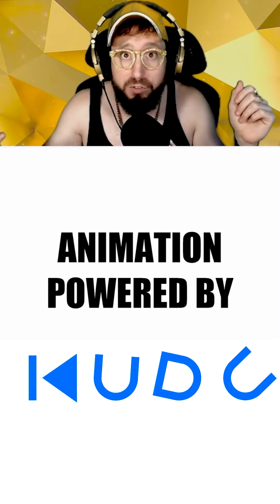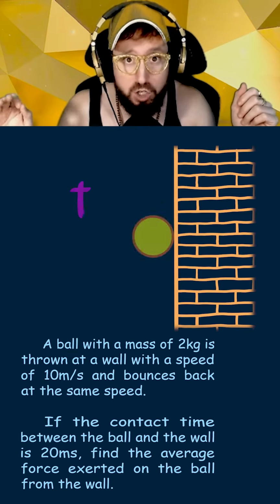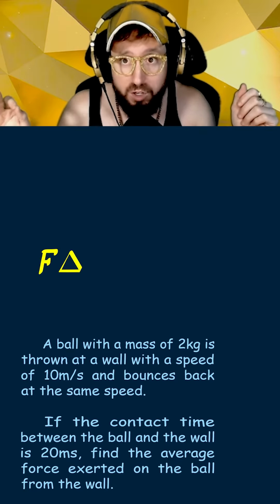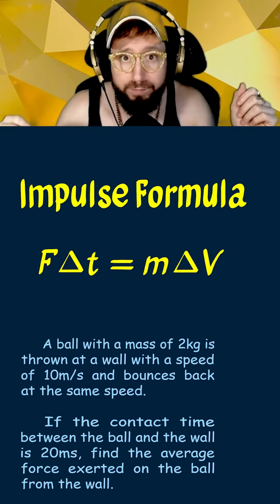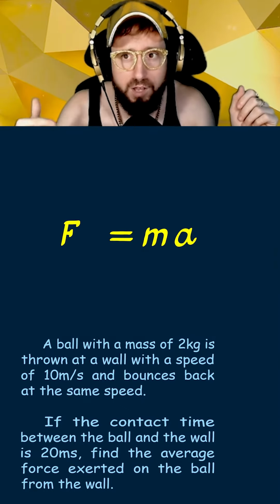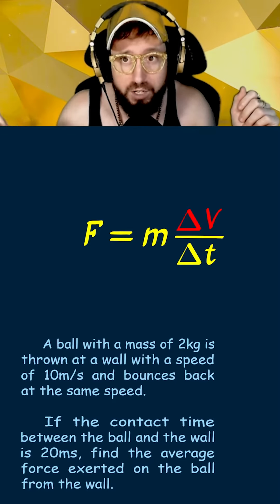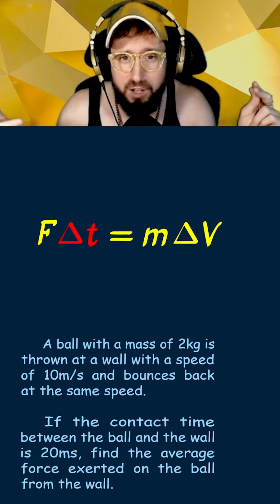Here's how to solve for impulse in physics. So anytime you have a question talking about the average force applied or the duration of a collision, you're probably going to want to use this equation, which we call the impulse formula. Quick trick. If you ever forget this formula, you can always rederive it from Newton's second law, F equals ma. Here we rewrite the acceleration as the change in velocity over the change in time, and just move the delta t to the other side.